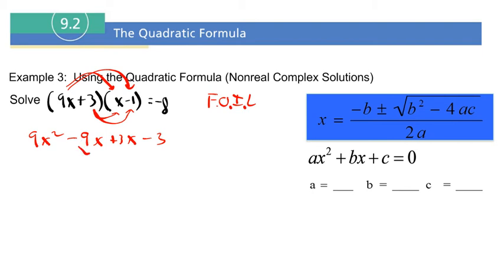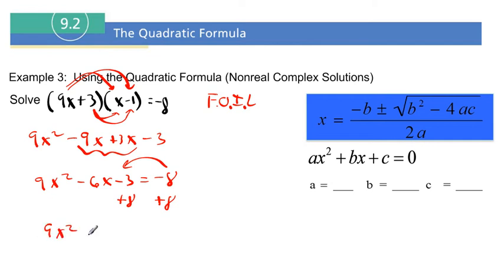All right, and we can combine these together. We get 9x squared minus 6x minus 3, and that all equals -8. We have our x squared term, our bx, and our c term, but it's not equal to 0. We need this to be equal to 0, so we need to put this -8 over here. I'm going to add 8 to both sides, and we get 9x squared minus 6x plus 5 equals 0.